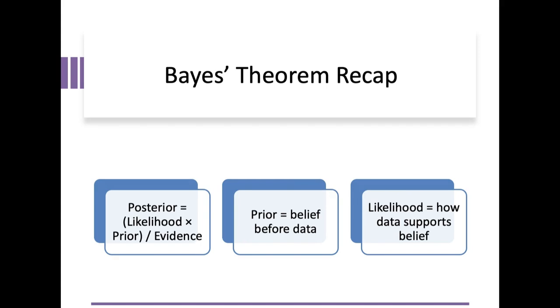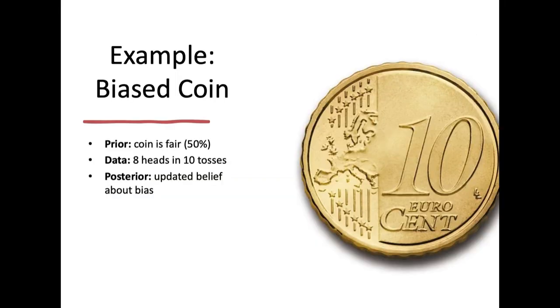And now the posterior is our new belief, adjusted by what we've seen. Now everything we've covered so far comes together here. Now let's use a quick example again with a coin toss. We say we believe a coin is fair. That's our prior 50-50. So there's 50% chance heads, 50% chance tails. But after flipping it 10 times, we see 8 heads, and that's our data. So that's the actual data we have.